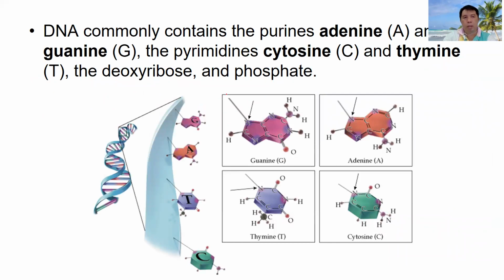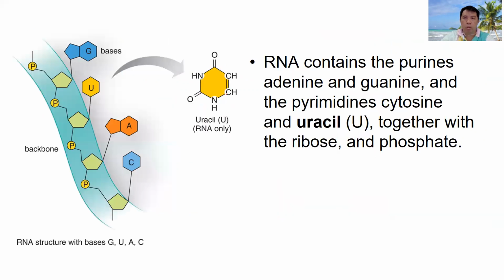DNA commonly contains the purines, adenine and guanine, and the pyrimidines, cytosine and thymine, together with deoxyribose and phosphate. Whereas RNA contains the purines, adenine and guanine, and the pyrimidines, cytosine and uracil. So the thymine is replaced with uracil, together with ribose and phosphate.